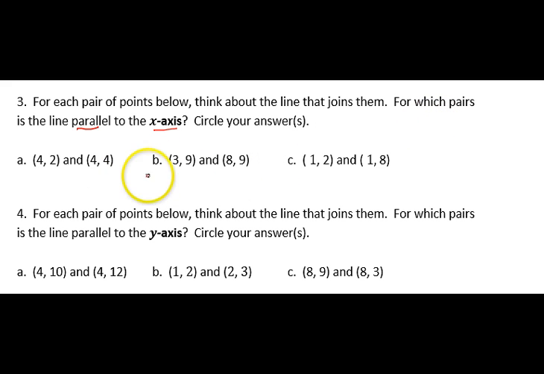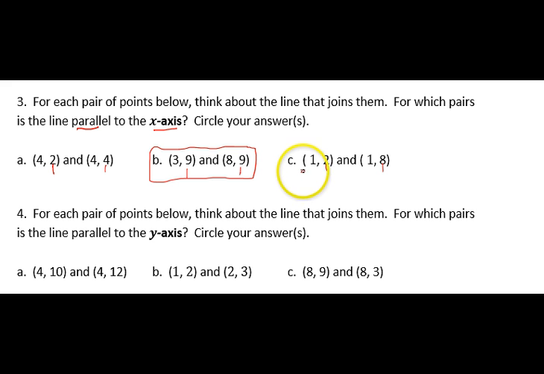So I'm going to look at each of my answers. Answer A does not have matching y coordinates because it's 2 and 4, so it's not answer A. Answer B does have matching y coordinates, 9 and 9. So I know that that would form a line that's parallel to the x-axis. Answer C does not have matching y coordinates, so that would not be a correct answer either.